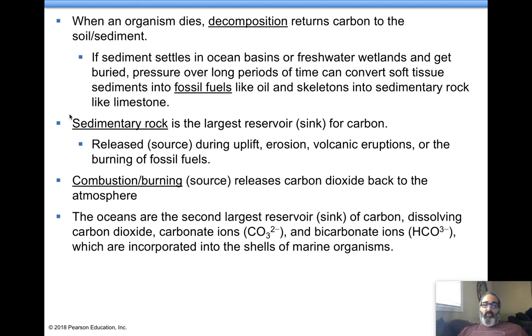So sedimentary rock is another area that stores carbon. Fossil fuels are storing it within rock structures. Forests are also holding on to carbon. The ocean holds on to carbon. How does the ocean hold on to carbon? It generally dissolves it, but it doesn't turn it into carbon dioxide. It turns it into bicarbonate ions, and these carbonates and bicarbonates are incorporated in the shells of marine organisms.